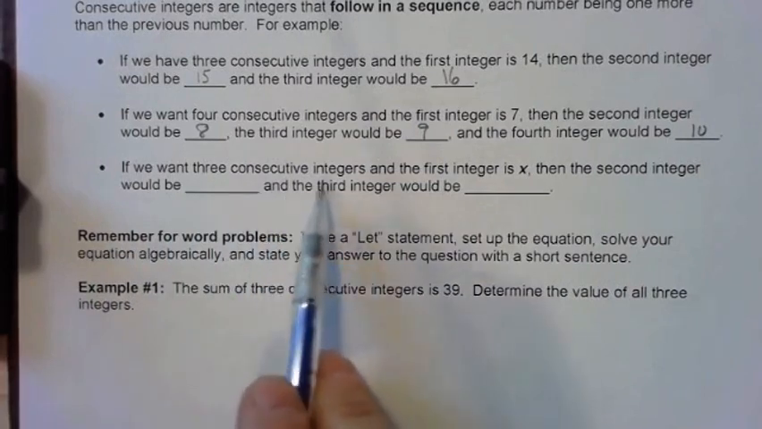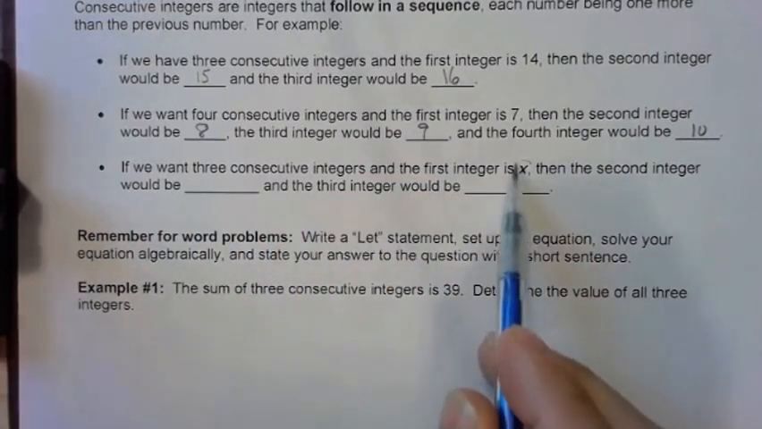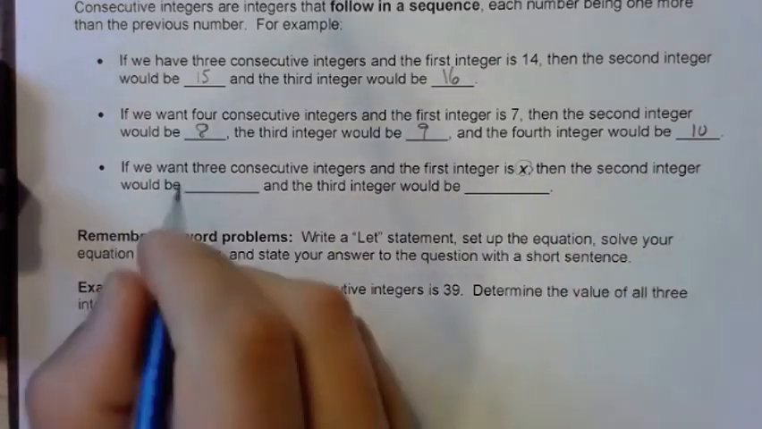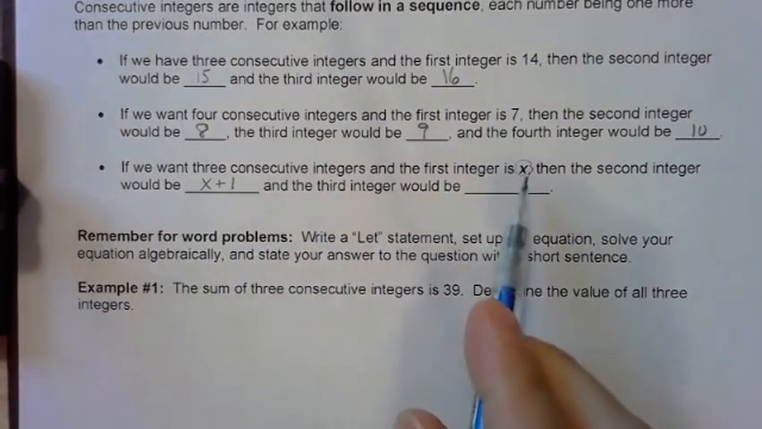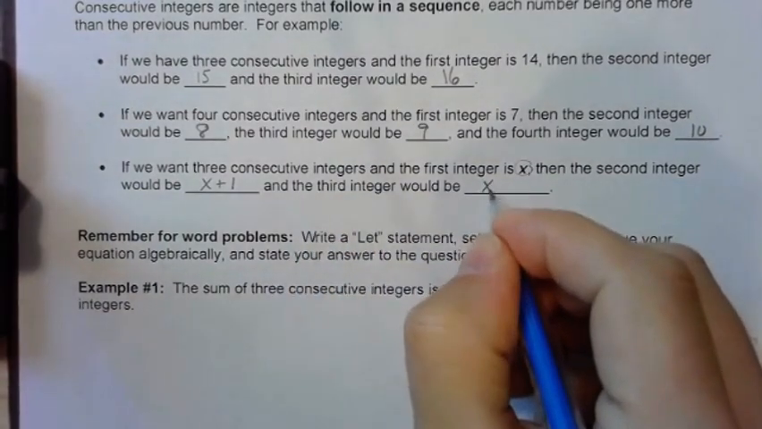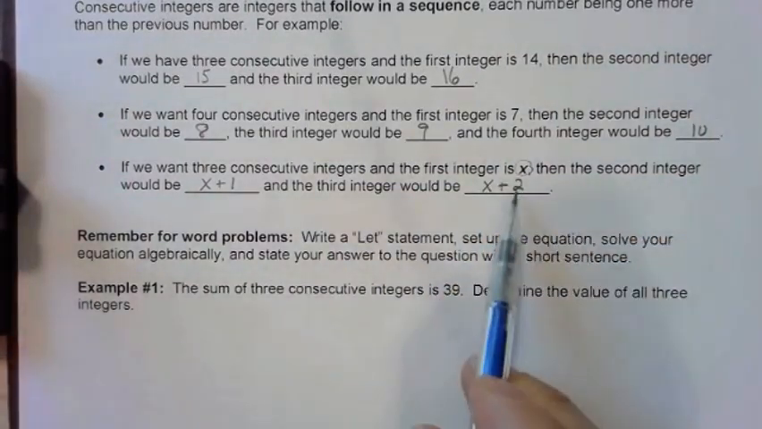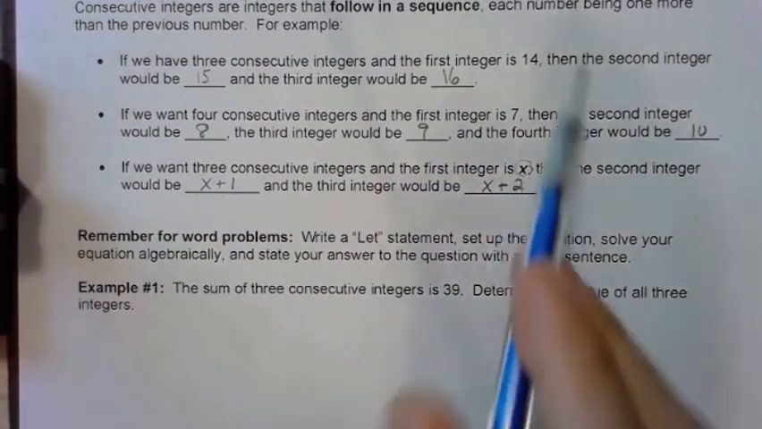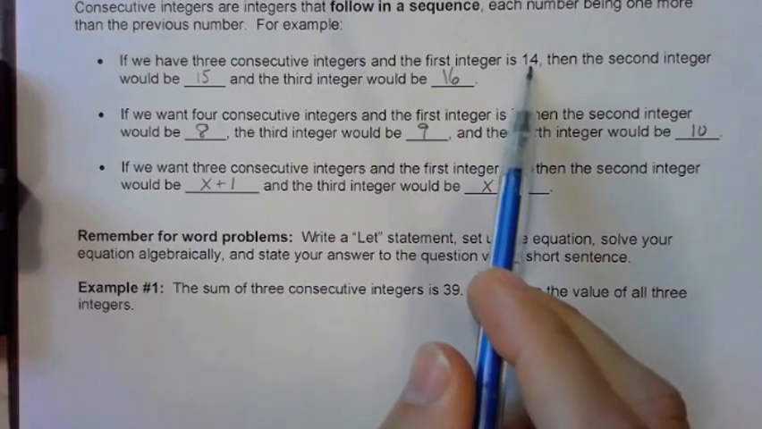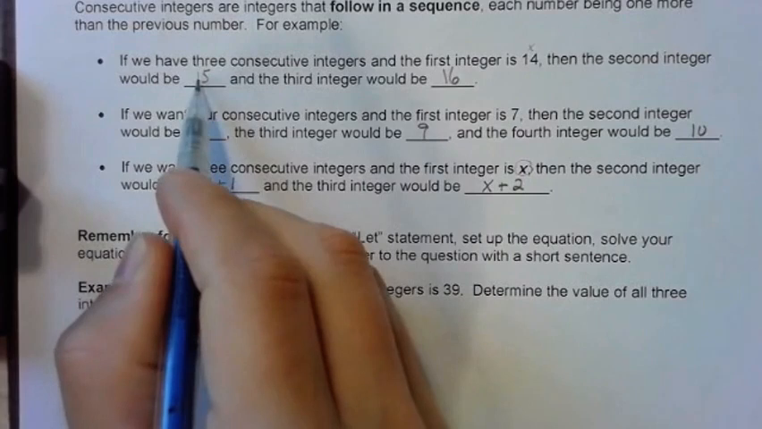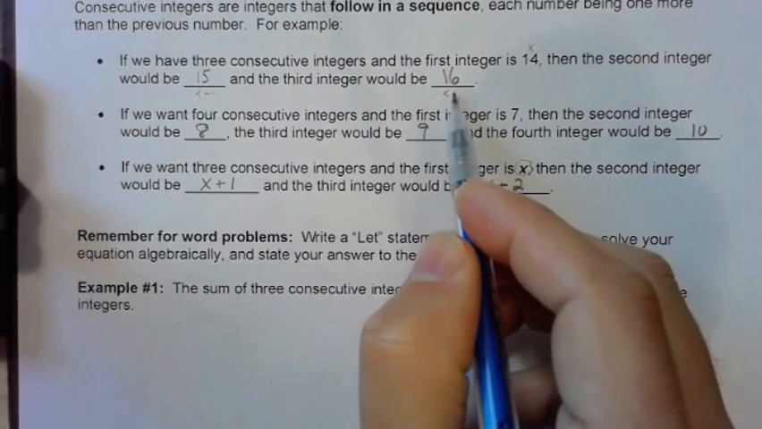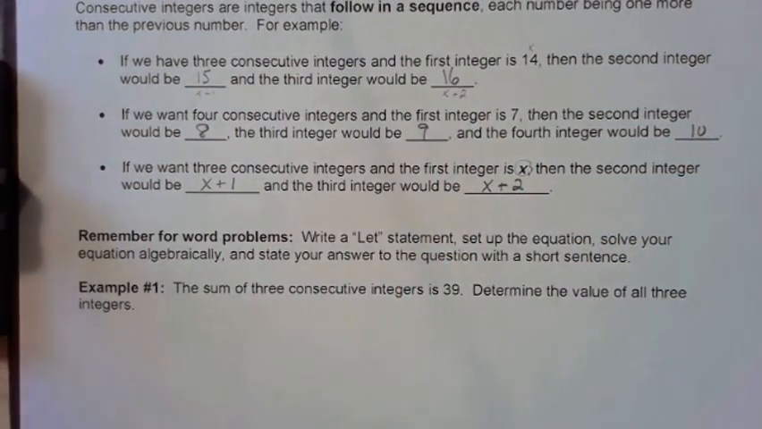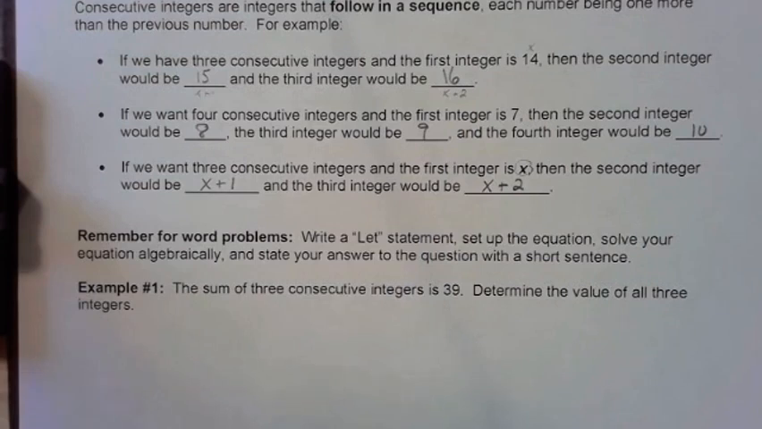If we want three consecutive integers and the first integer is x, well then the second integer would have to be x plus 1 because it's one more than the first one, x. And then the third integer would have to be x plus 2 because it's two more than the first. Okay, the first number was 14. We'll call that one x. The second one was 15, x plus 1. And the third one was 16, or x plus 2. So if you're looking at consecutive integers, they're always going to be one more than the previous number.